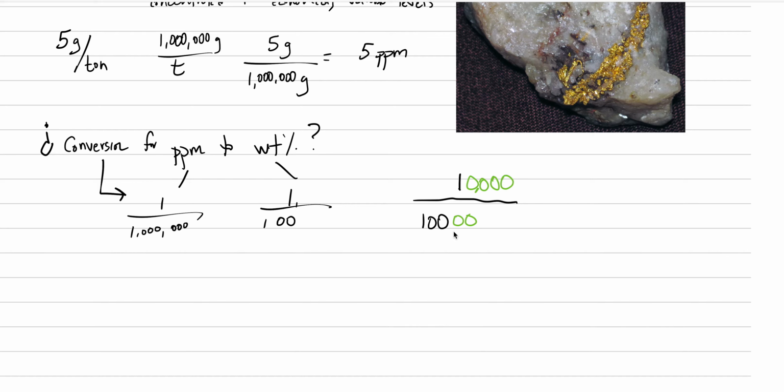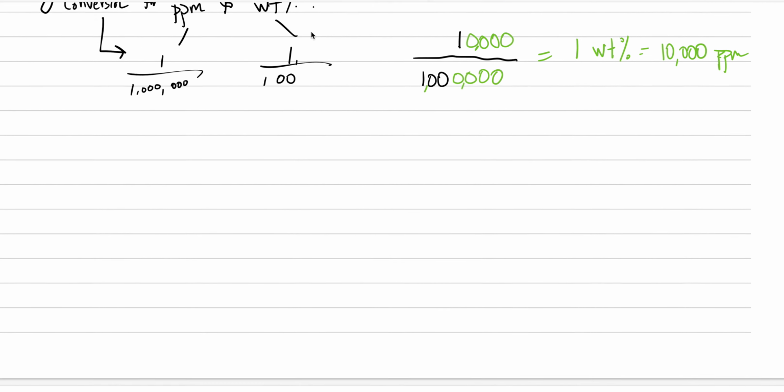And the real answer is 10,000 over a million. 10,000 over a million is equal to 1 weight percent, which is equal to 10,000 ppm. That's a conversion I'd like you to be able to do in this class and in any future class you may have with me.